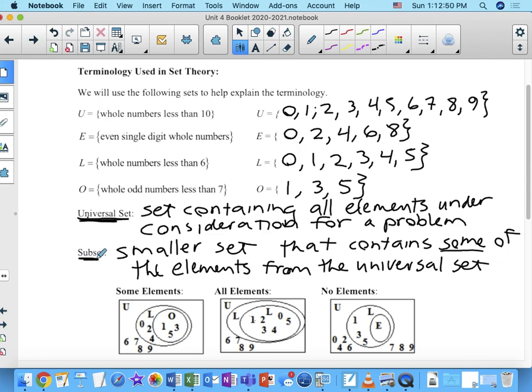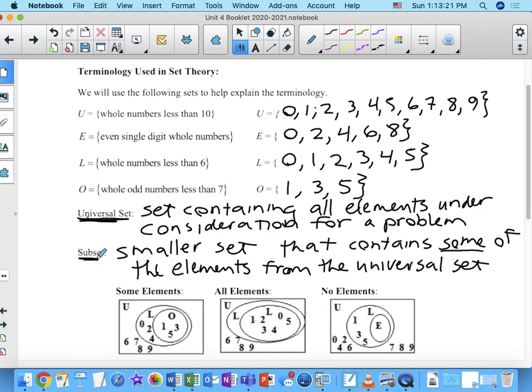Within the problem that we have above, though, U is the universal set because all of the other sets contain elements that are also within U. So U is the set that contains all elements that are under consideration, and then all of the other ones are subsets of U. Okay, they are smaller sets that have some of the elements of U, but not all of them.